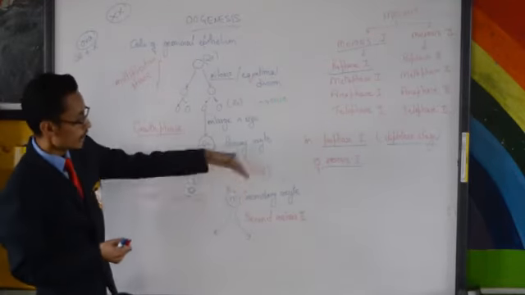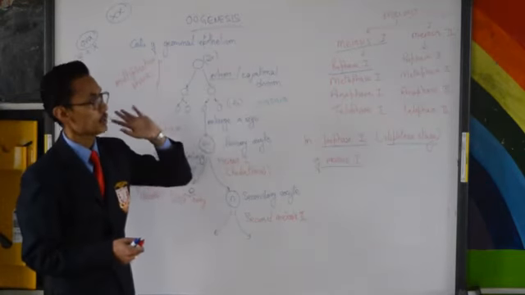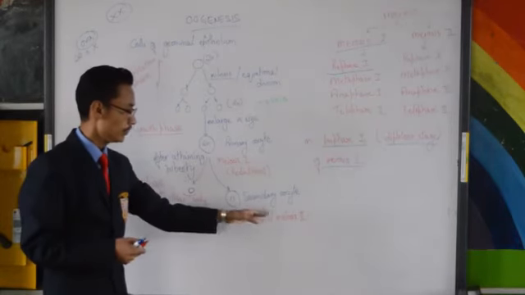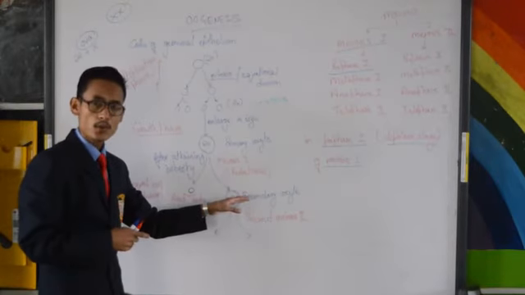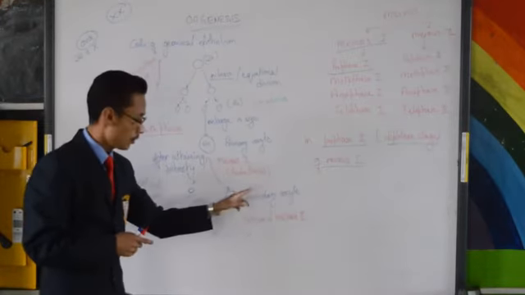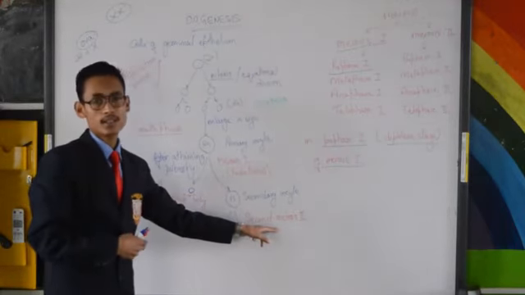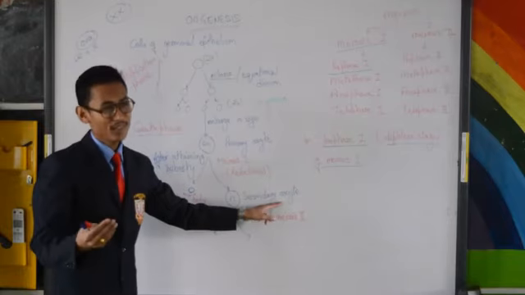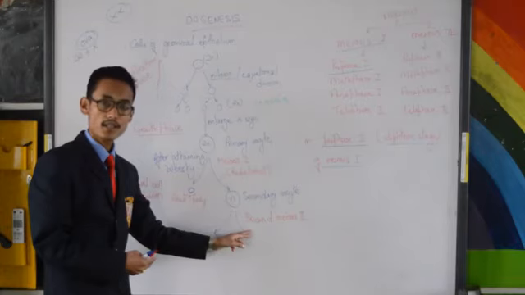Now, we'll continue. The secondary oocyte has to undergo the second meiotic cell division, or meiosis 2. Remember, the ovum will be released from the ovary at the secondary oocyte stage. It will only complete meiosis 2 when the sperm enters inside the secondary oocyte for the process of fertilization. If the sperm does not enter the secondary oocyte, it will not complete the second meiotic cell division.